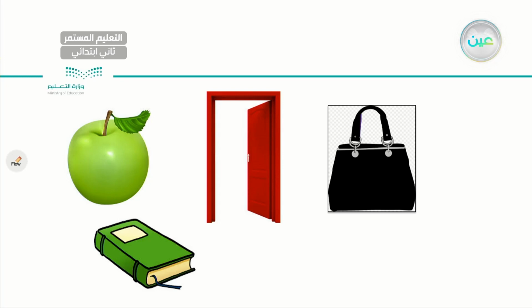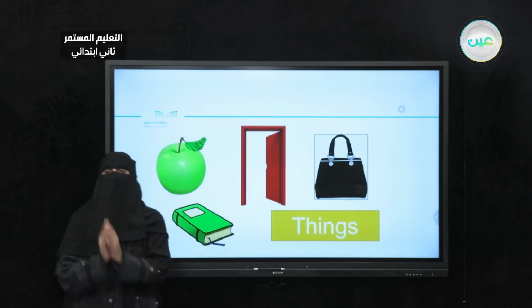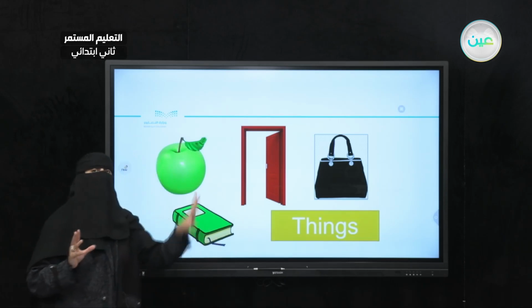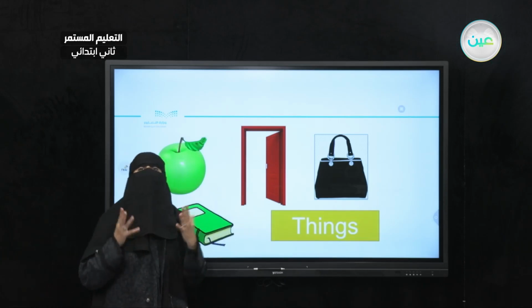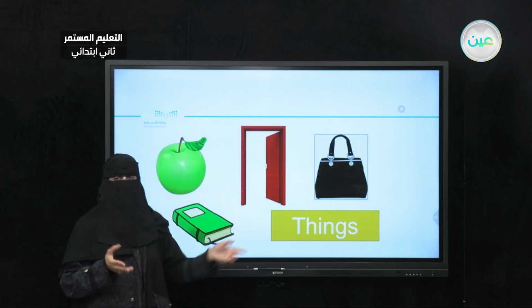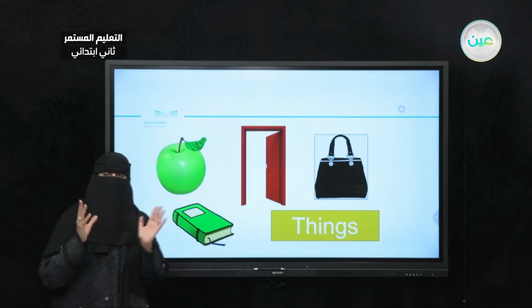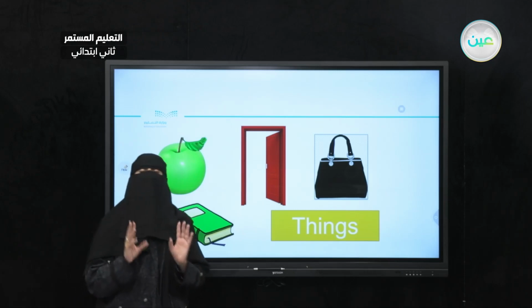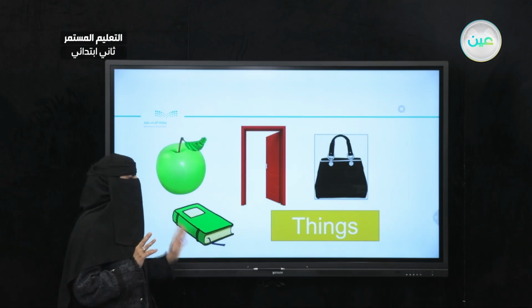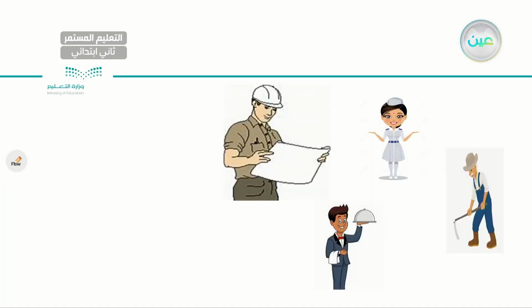Apple, a door, bag, book. But to be specific, they are things. Okay? So if I ask about things, I will use the question word what. What is this? It is a door. What is that? It is a bag. What is this? It is a green book. Okay? So here I have nouns and they are things. Again, apple, door, bag, book, we might say pencil, pen, a house, a car, and so on.